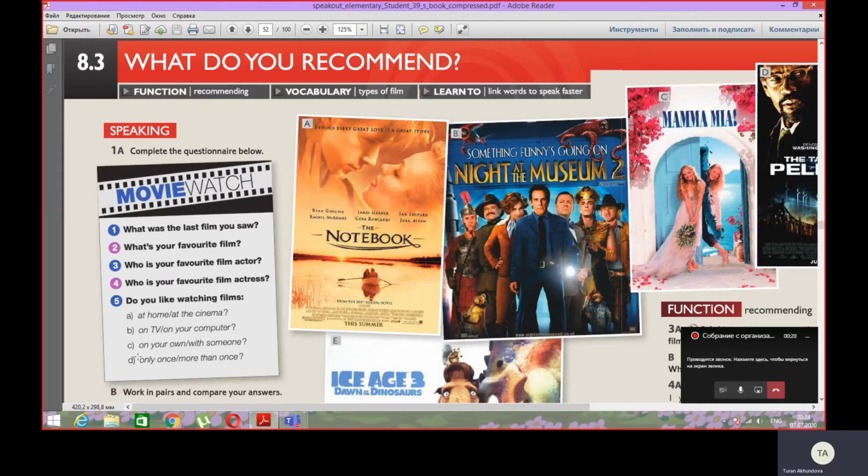What do you recommend? Function: recommending. Vocabulary: types of film. And we're going to look at linking words to speak faster. Okay, speaking. Let's begin with our speaking.